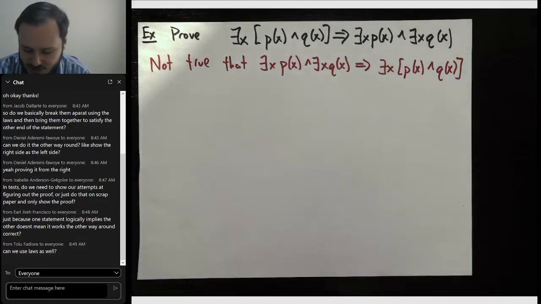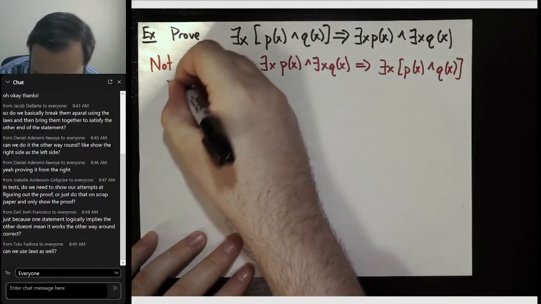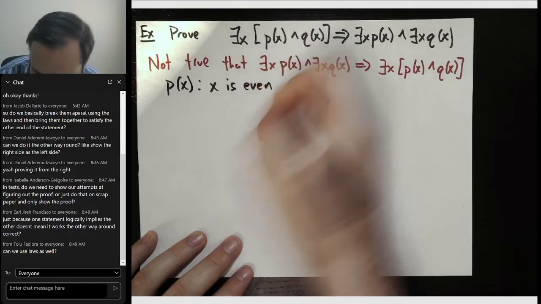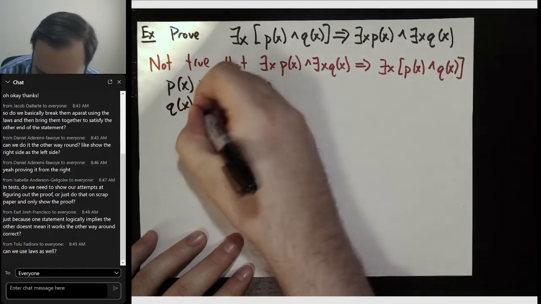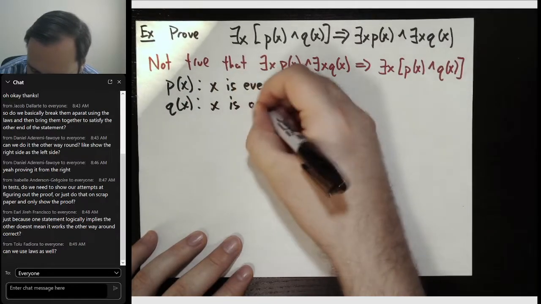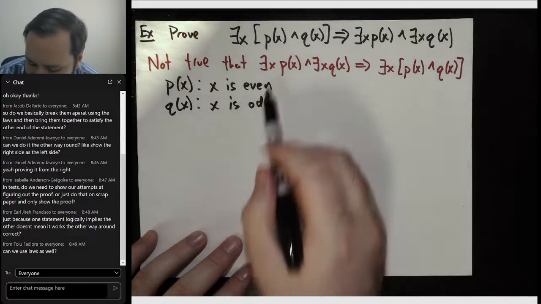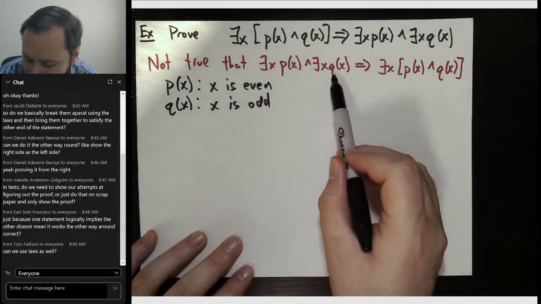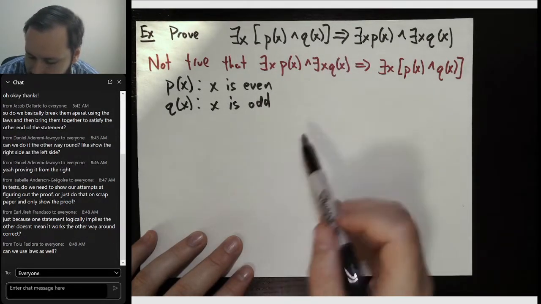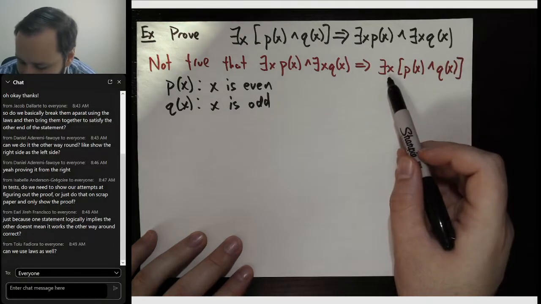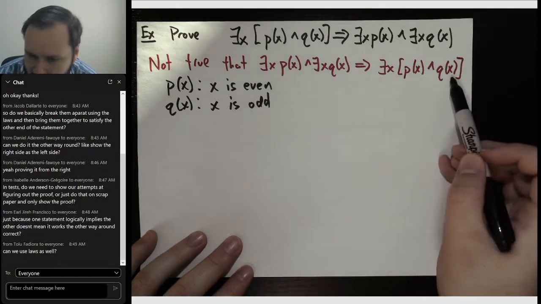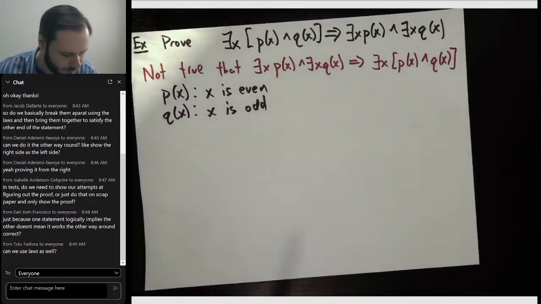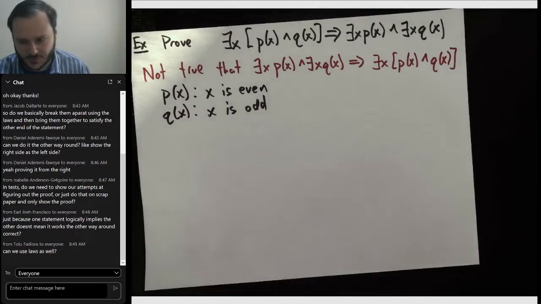So here's one example. If P of x is even and Q of x is odd, it is the case that there are even numbers. It's also the case that there are odd numbers, but it is not the case that there's a number that's both even and odd. Okay.